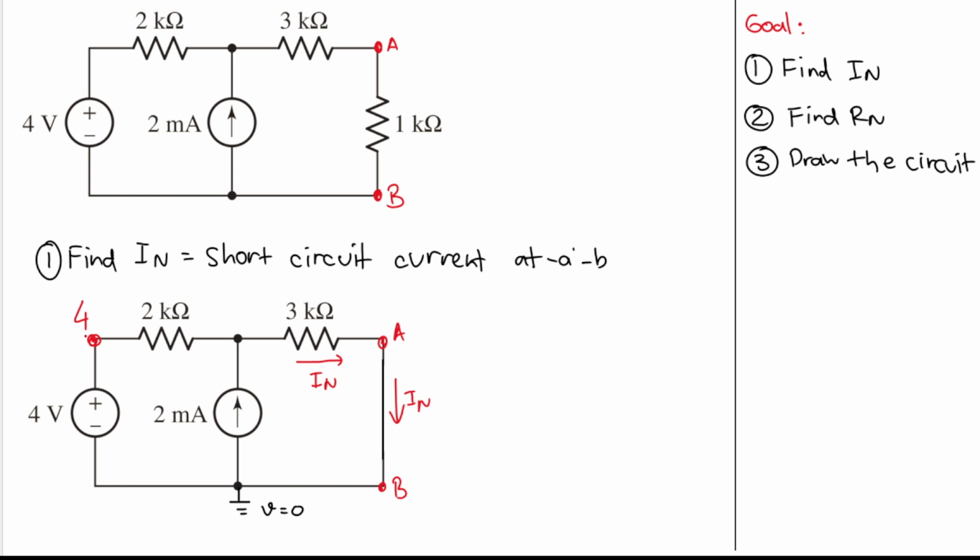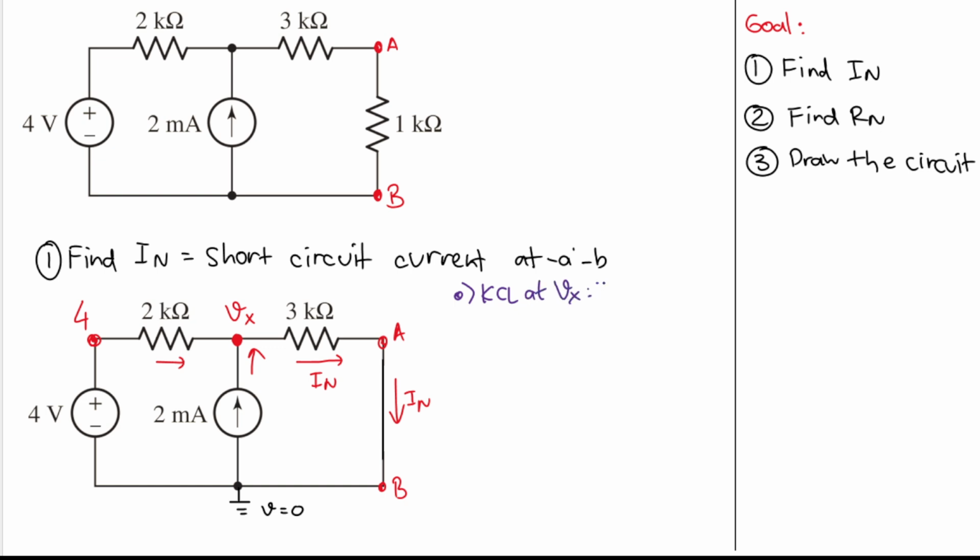But we need to find out the voltage in this node here. Let's call this node Vx. And let's assume the current is going there, and from here the current is going up, because this is a current source. What I want to do is KCL at Vx.